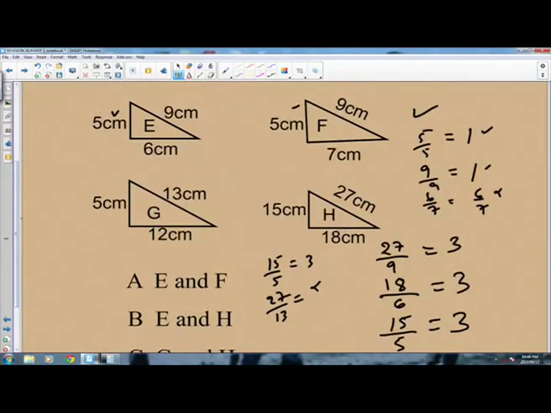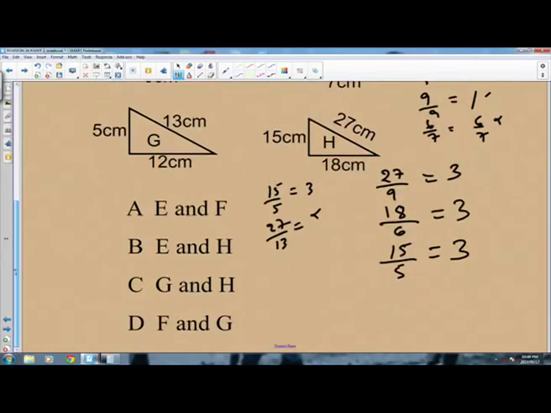F and G is 9 divided by 13, which is just 9 over 13. And then 5 over 5 is 1. So F and G are also not similar. So the triangles which are similar are E and H. So let's check where E and H is. E and H is at B, so we'll circle B. This is where the answer for similar figures is represented, E and H.